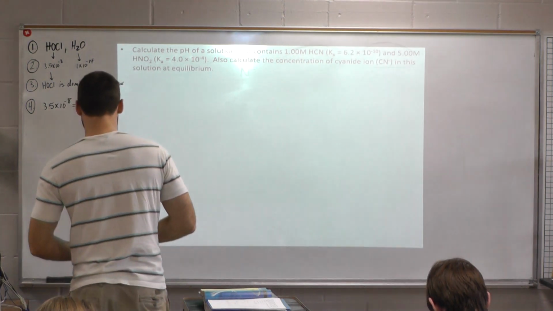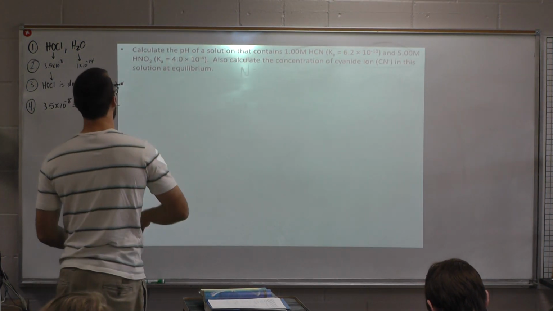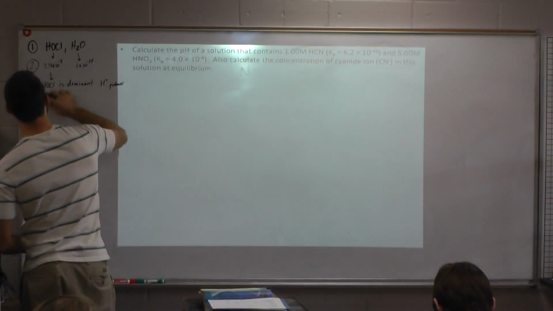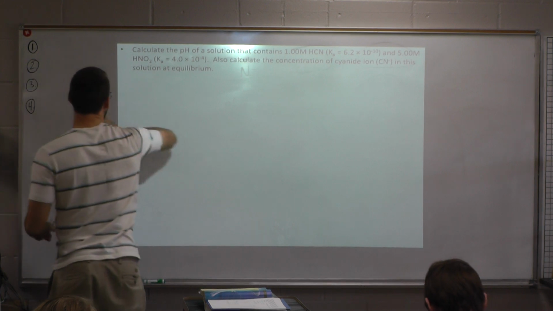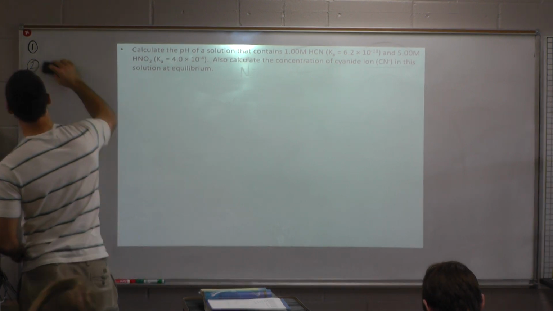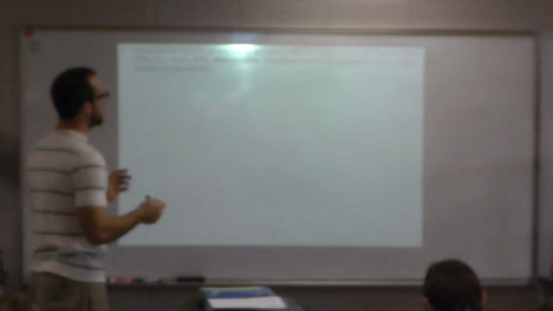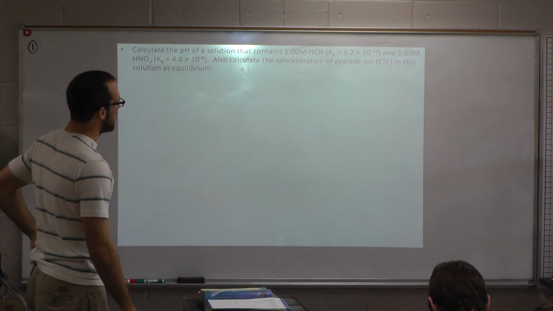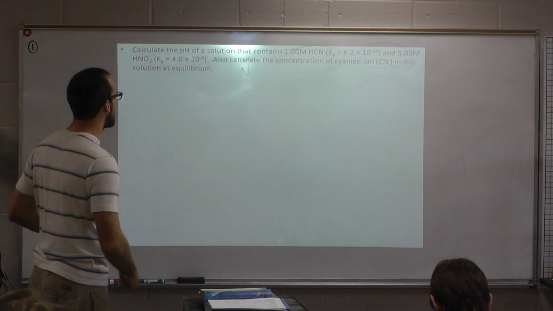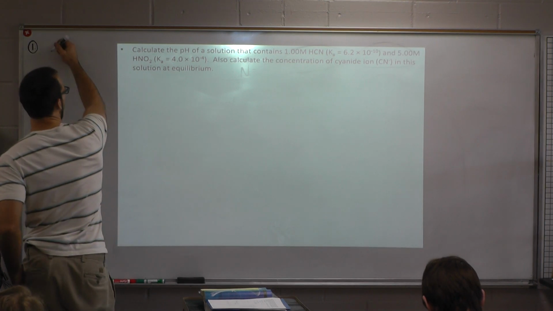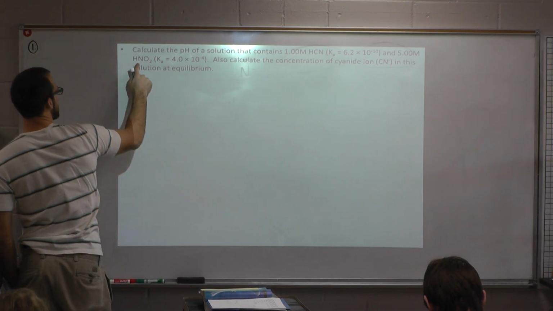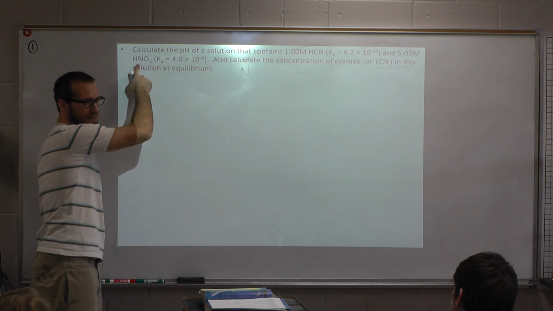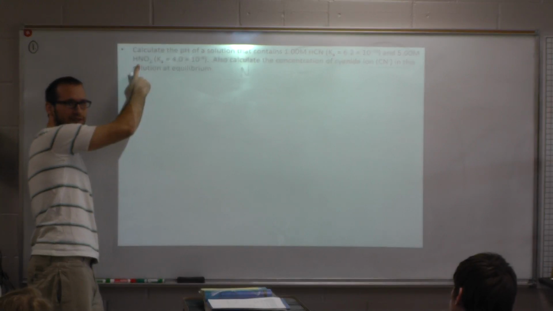So on this one, what's different about this problem? It's 2 acids. It's technically 3, water, right? Now, both of those acids are not strong, so they're weak. This looks like a strong acid, doesn't it? HNO3 is the strong acid.